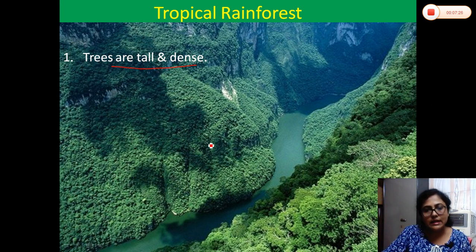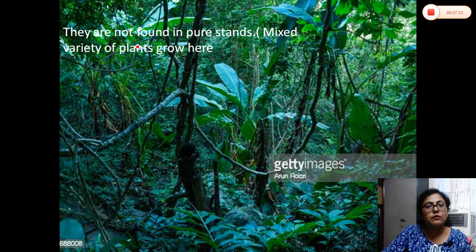Trees are tall and dense. As you can observe, this forest is very dense in nature, it is impenetrable, you can say. In this forest, trees are found in pure stand. Now what is this pure stand? They are not found in pure stand, they are found in mixed stand. Why? Because different types of tree species or plant species, including the tall trees, including the grasses, including the creepers, all are found together. That's why this is called mixed stand. Okay, mixed stand. Here trees are not found in pure stand.